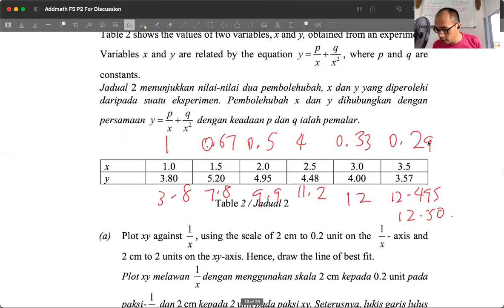Let me see. 1 over 3.5 is 0.28. Wrong, because the next number is 5, so it has to be 0.29. Okay, so yes, a good rule to remember when you're doing linear law is to try to keep it to 2 decimal places if you can.